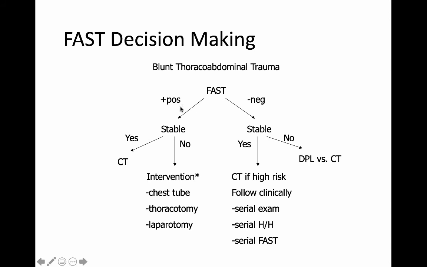Now, if they're not stable, and they've got a positive FAST exam, you probably have something actionable, whether they need a chest tube, thoracotomy, maybe pericardiocentesis depending on your setting, or a laparotomy. So these are all things you may be thinking about immediately in the unstable patient with a positive FAST exam. Now, they've got trauma, and you do a FAST, and it's negative.